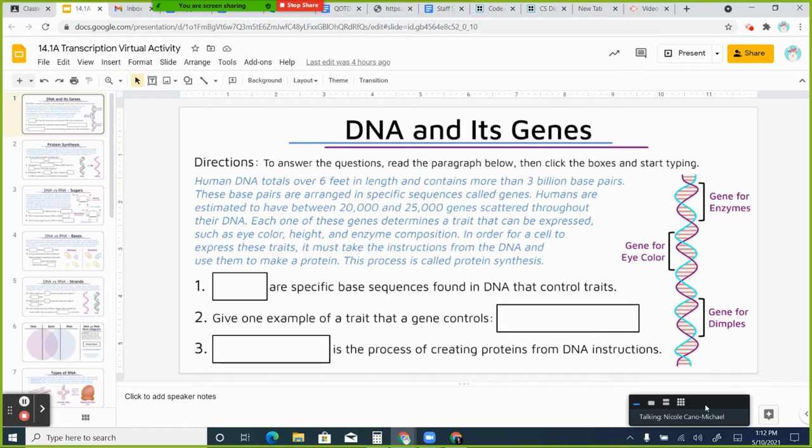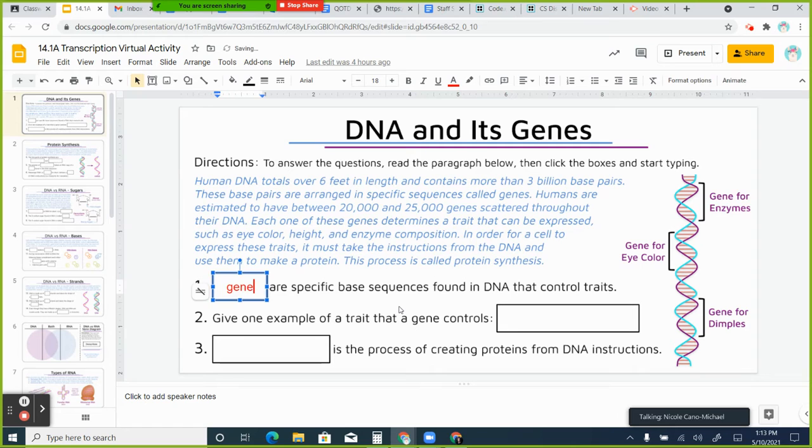All right, so I have read that information. So now I have 3 questions to answer about that information on that slide. Question number 1 says blank are specific base sequences found in DNA that control traits. These are genes. Number 2 asks, give one example of a trait that a gene controls.